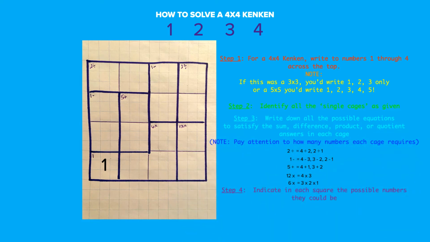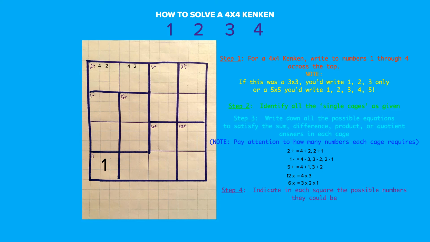We're going to indicate in each square the possible numbers that they can be. So I'm going to start up. I always try to start in the top square of the first column. So that one can only be a 4 or a 2, because my 2 equations that give me a quotient of 2 only have 1, 2, and 4. However, there is that number 1 down in the bottom of that column, so there cannot be a number 1 in that square. Then I'm going to complete the cage.